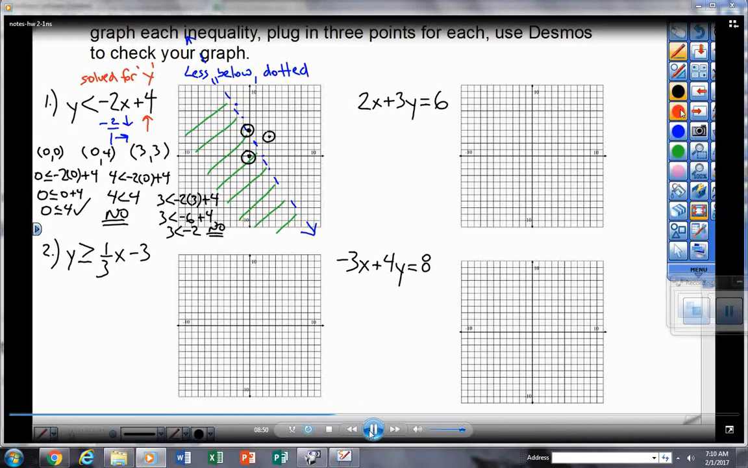So here we go. Next one. That is solved for y. So right away I start at negative 3 on the y-axis. My run is 3, my rise is 1, over 3 up 1, be able to graph. Be able to stair step the opposite direction. This will be a solid line because of my inequality. It is more than or equal to, so I know it will be shaded above.